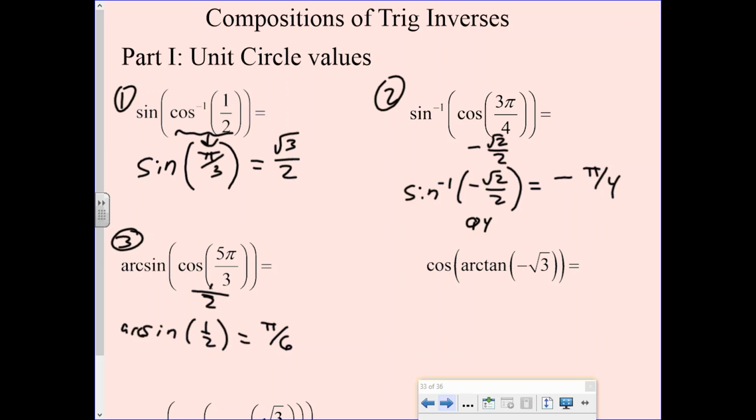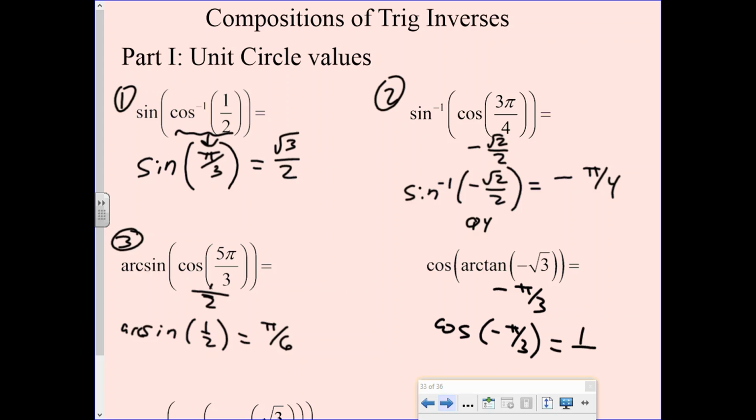And the last one, arctangent is a bit trickier if you're not super familiar with your arctangent values. The arctangent of negative root 3, and again, we know this is in quadrant 4, so that's when sine is root 3 over 2 and cosine is 1/2. That happens at negative pi over 3. And so it's asking, what is the cosine of negative pi over 3?